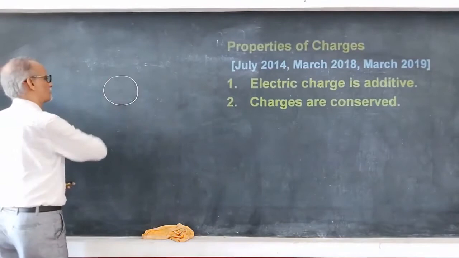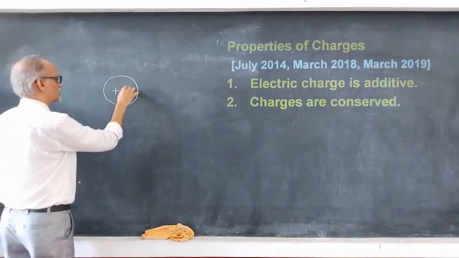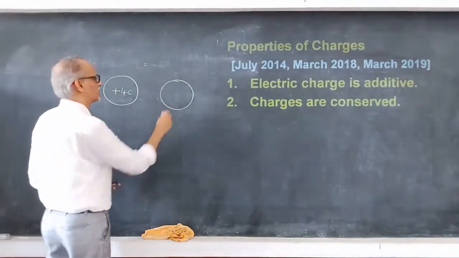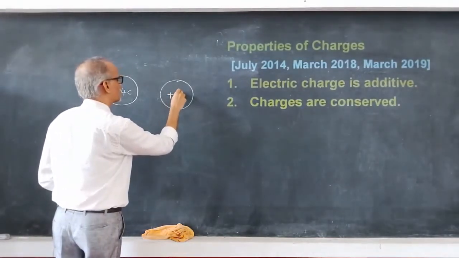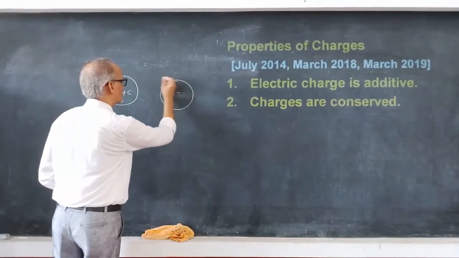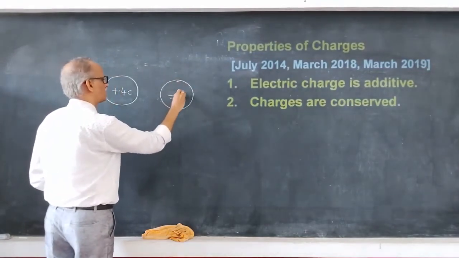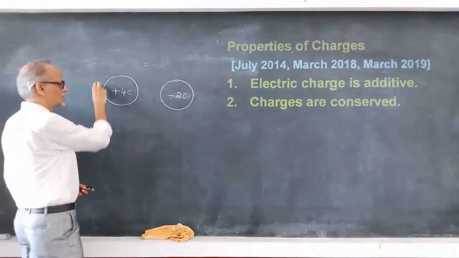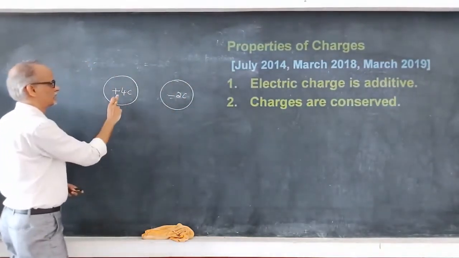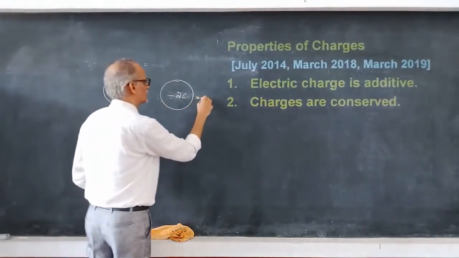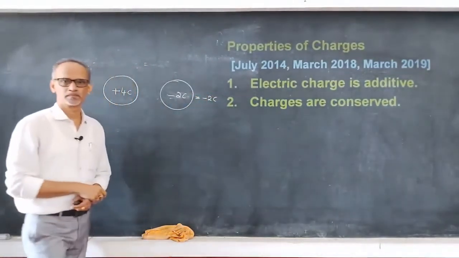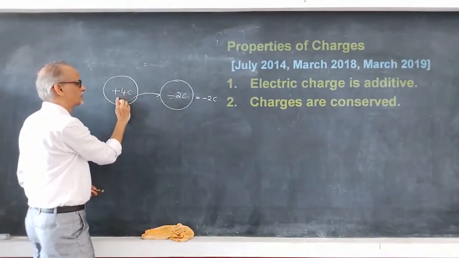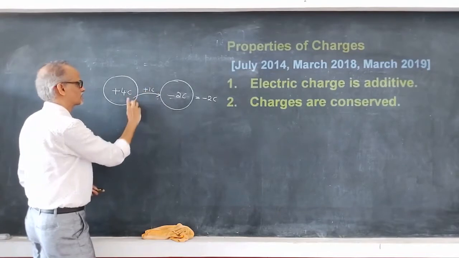Here there is a body having charge plus 4 coulomb. Here there is a body having charge, let me consider, minus 2 coulomb. Now, what is the total charge of the system? Plus 4 minus 2 is minus 2 coulomb. Now, I am going to transfer 1 coulomb from here to here. Plus 1 is transferred.